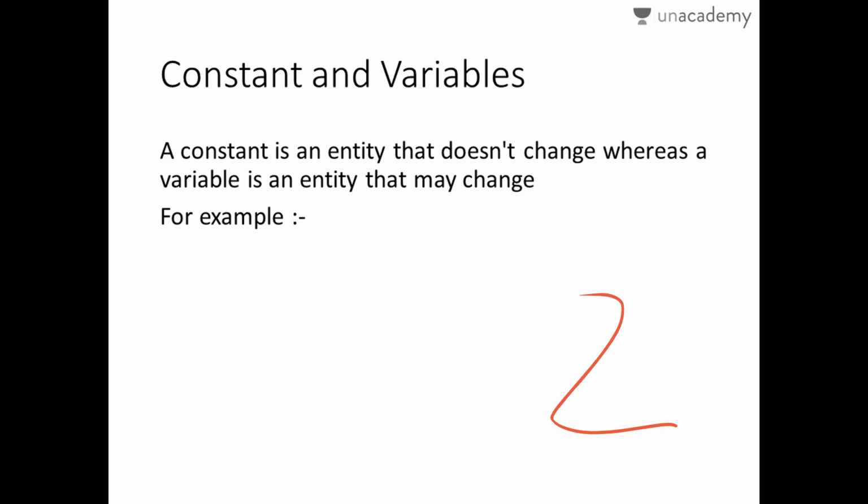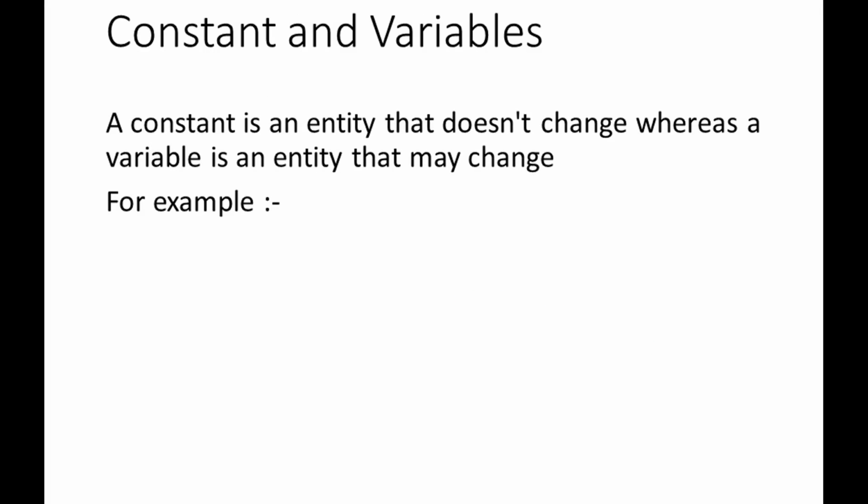Okay, so these are what about constant and variable. If it is written 2, what is this? Is this a constant or a variable? This is a constant. If I'm writing 59, what is this? Whether it is constant or variable? This is also a constant, because the value of 59 will always remain 59, it will not change. If I'm writing x, this is a variable. If I'm writing y, this is also a variable.